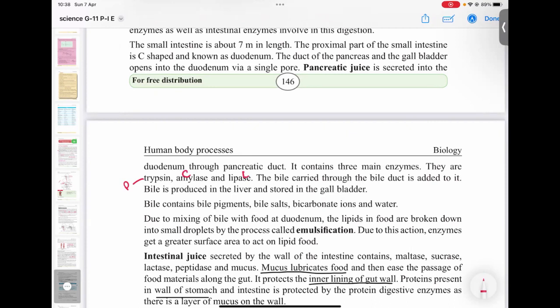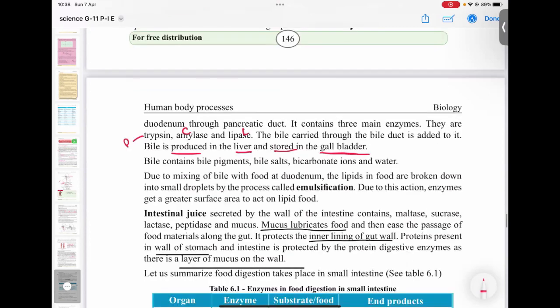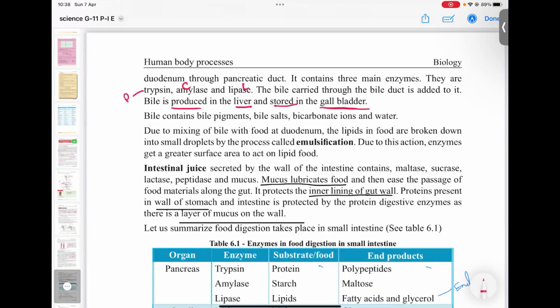Now, I told you about the bile. Bile will be carried through the bile duct and it will be added into the duodenum. And I told you bile is produced in the liver but stored in the gallbladder. Also, bile will have bile pigments, bile salts, bicarbonate ions, and water. Again, this is a question for you. They might ask, what are the components of bile? Give 2 components of bile. So you should know there are pigments, salts, bicarbonate ions, and water. So now everything will be mixed together.